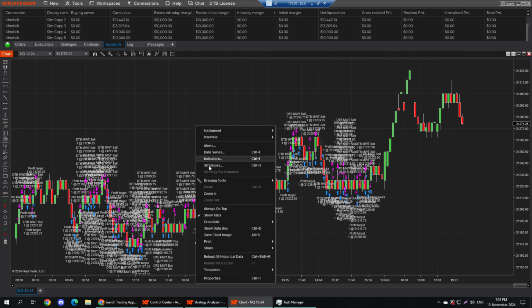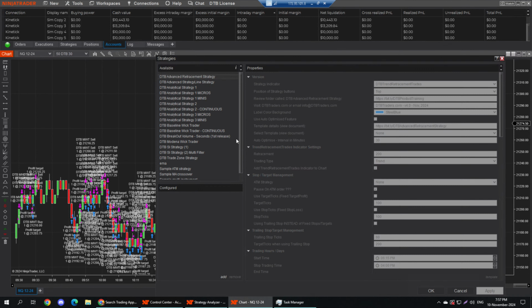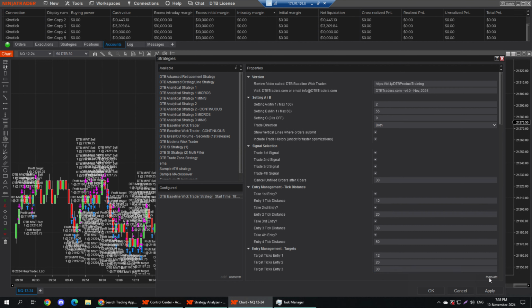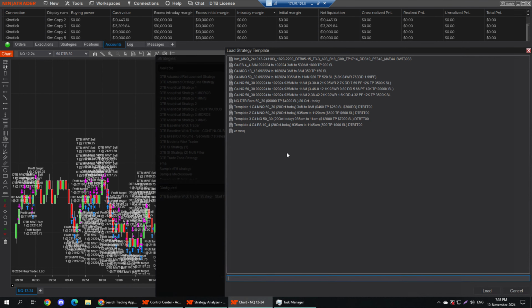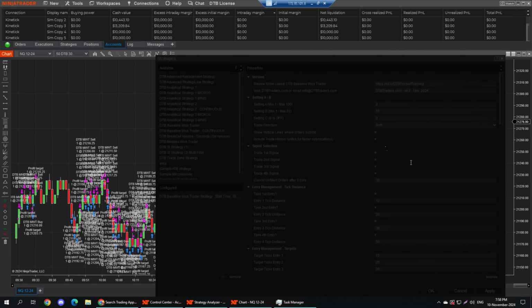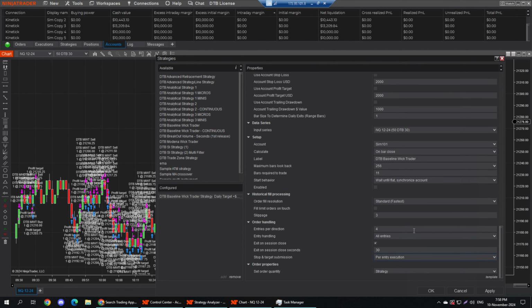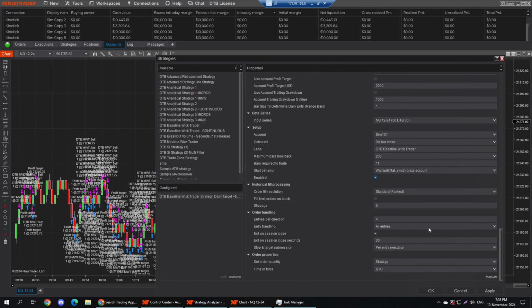So now what you're going to do is you're going to go to your strategies. You're going to go to baseline Wick Trader, and you're going to go template, load, and then you're going to choose that specific one. So that's the one we created. Okay, so I'm going to go load. You can choose your trading account that it's going to trade on, apply, and OK.